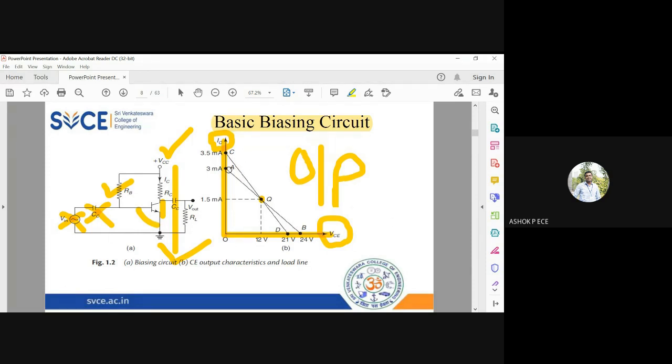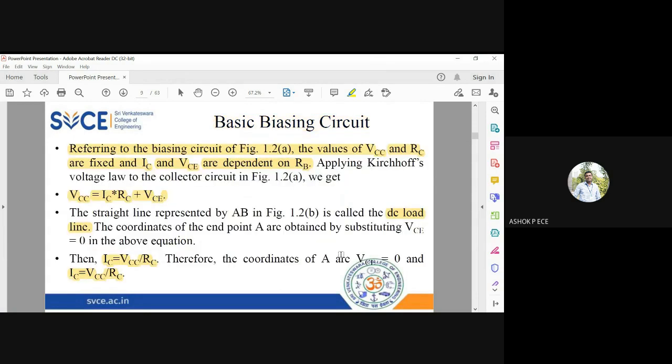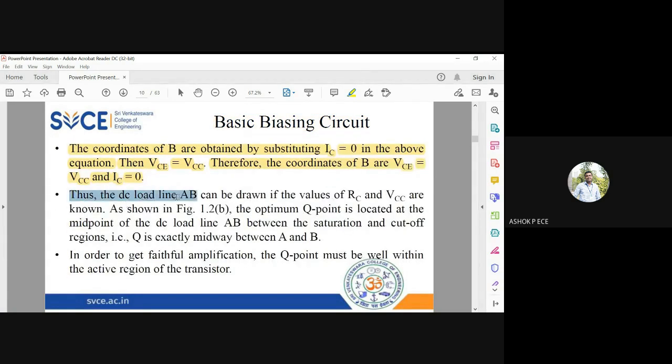And what we have seen here, this line AB is called the DC load line. So if I say DC load line, then you will have a doubt: is there something called an AC load line? Yes, the AC load line is also there. We will read about the AC load line sometime later. Okay, so this line AB is called the DC load line. Once we know the two endpoints of the DC load line, we can draw it.